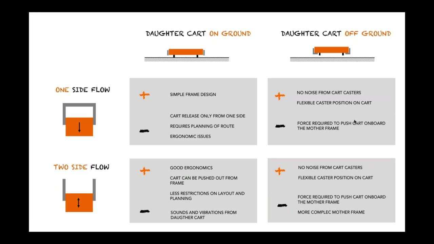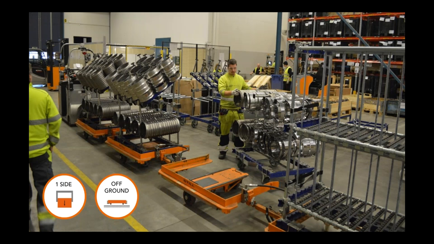When it comes to a mother-daughter solution, there are some different principles. You can have a daughter cart on the ground, but there are also functions where it's lifted up. And when it comes to flow, you can have the one side flow and you have the two side flow, where the cart can flow through the frame. And here are some different examples.